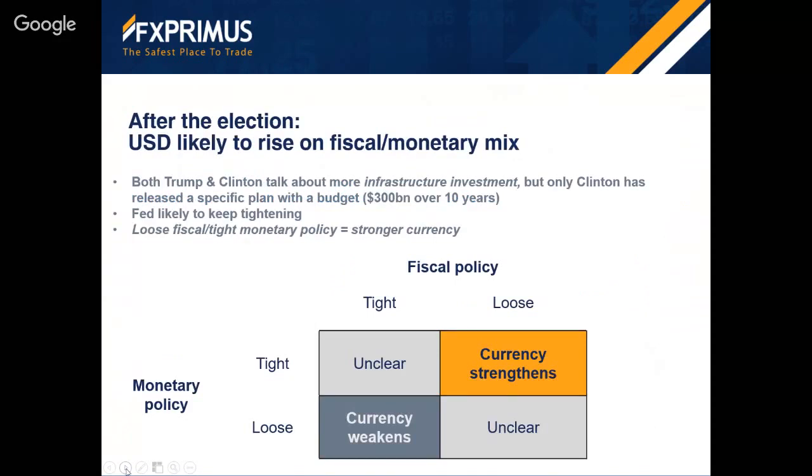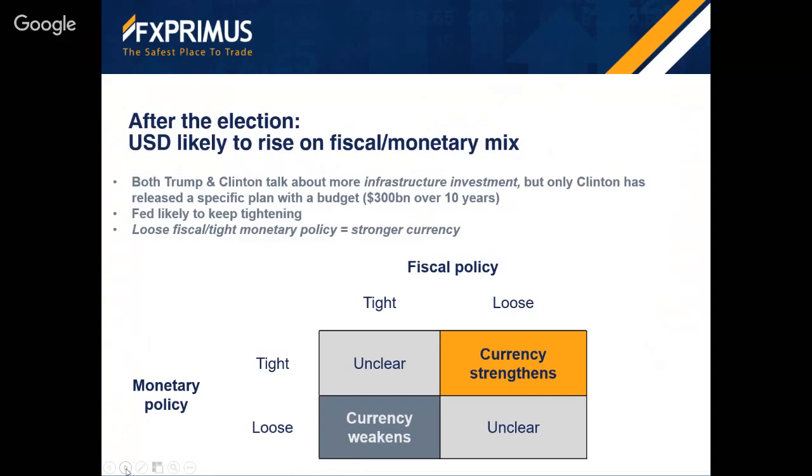After the election, the key, I think, is going to be fiscal policy. Both candidates are talking about more fiscal spending. There might be more willingness on the part of the Congress to pass spending bills, especially if the Democrats get the Senate. Then you could see more push for greater spending. At the same time, the Fed is likely to continue tightening policy.